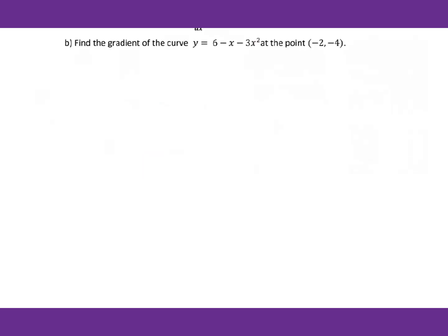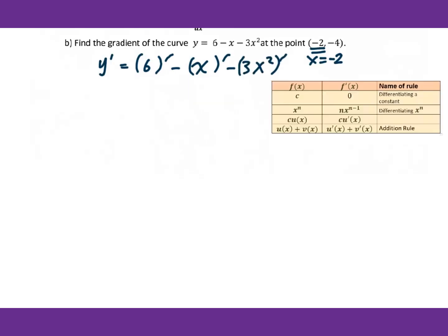Now let's go to B. Still, we are given x equals negative 2. So we do the derivative of this y. 6, we do the derivative, minus x, we do the derivative, minus 3x squared, we do the derivative. So you have, this is a 0. This will be negative 1. Drop down, that's 6x.